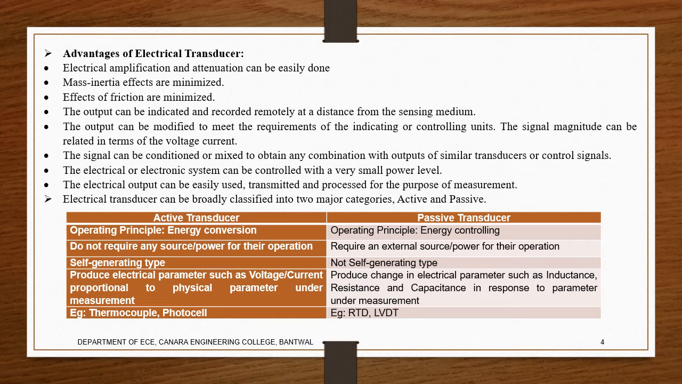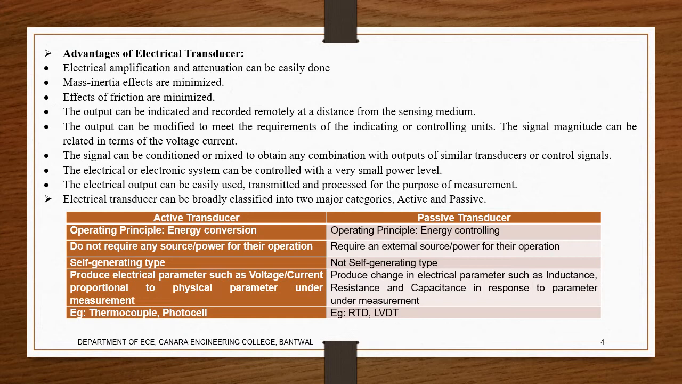Next, mass inertia effects are minimized. Mass inertia is the effect of the physical properties of the device. As I said, if the device is minimal in size, the mass and inertia, meaning the pressure with respect to gravity, will be minimized. So there may not be an addition of noise to it. And indirectly, the effect of friction is also minimized.